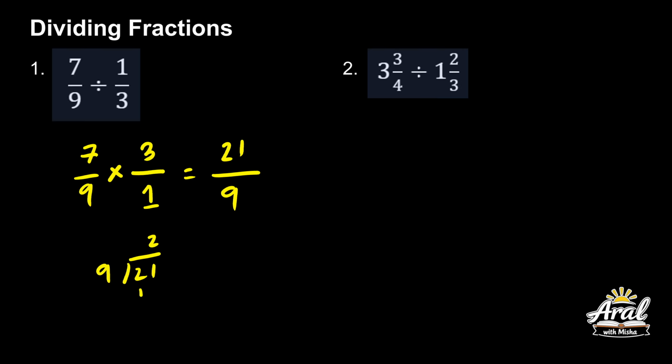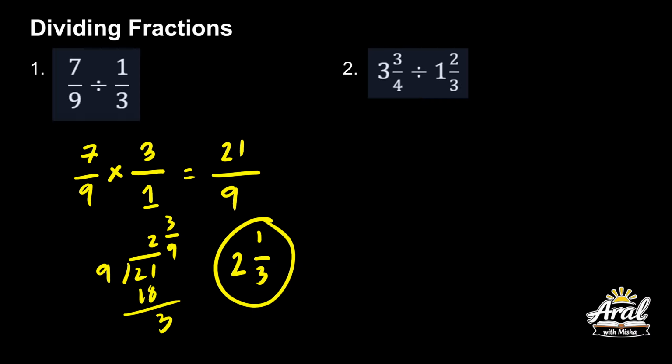9 times 2 is 18. 18 is 3. So, 2 and 3 over 9. Is that 3 over 9 the simplest form? No. Divide both sides by 3. 2 and 1/3. Okay, so this is your answer.